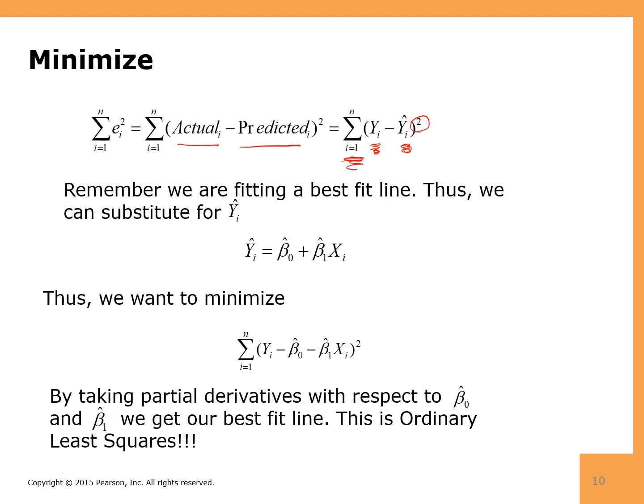Because we're fitting the best line, we can substitute for y hat i our sample regression line, beta hat 0 plus beta hat 1 xi. And then once you substitute that, basically what you're doing is minimizing this formula. When you take partial derivatives with respect to beta hat 1 and beta hat 0, that's how you get the formula for OLS.